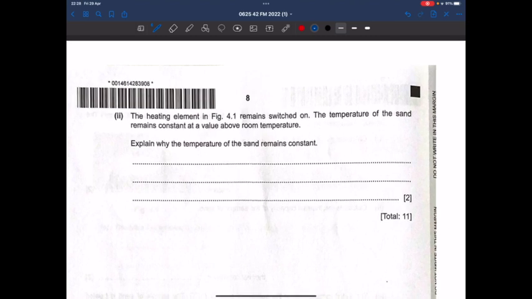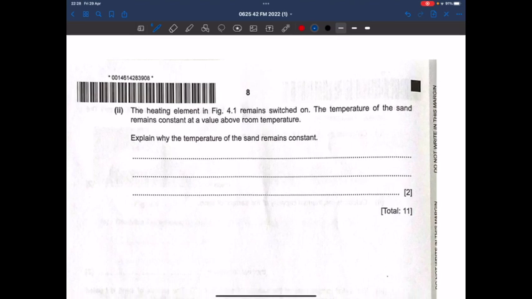The last part in the question, they said, the heating element in figure 4.1 remains switched on. The temperature of the sand remains constant at a value above room temperature. So the heating element is still working, but the temperature is still constant at a value above the room temperature. Explain why the temperature of the sand remains constant. They mean while the heating element is working, why the temperature is not increasing, it's still constant.